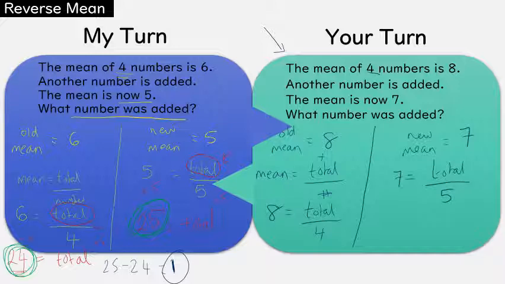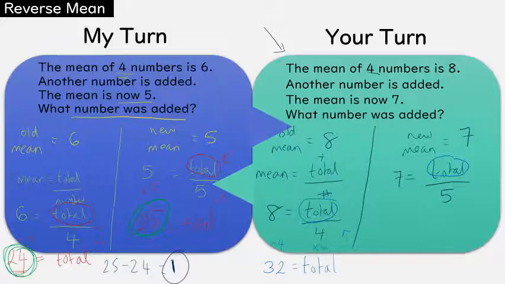So again, if I find the total before the number was added, and I find the total after the number was added, I can find the difference, and that has to be what the new number was. So this side here, before it was added, a number divided by 4 gives me 8, or you can say, well, it's being divided by 4, so to find the total, I can times by 4. 8 times 4 is 32.